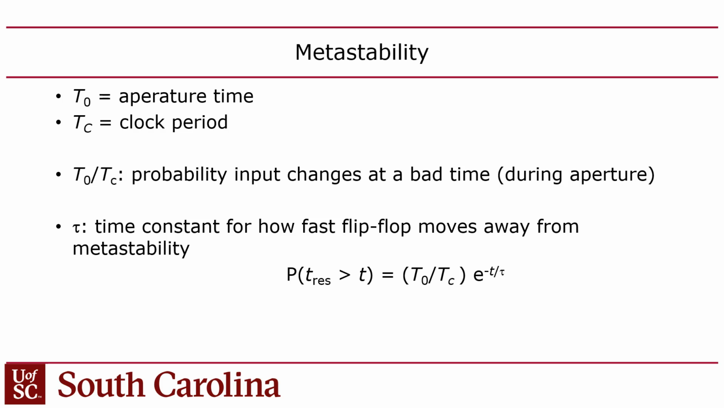It's the probability that, if you have a given transition and you don't know when that transition is going to happen because it's coming from an external source, then the probability of that transition getting you into metastability is just T0 divided by Tc, aperture divided by period, right? So every period will have one aperture, right?